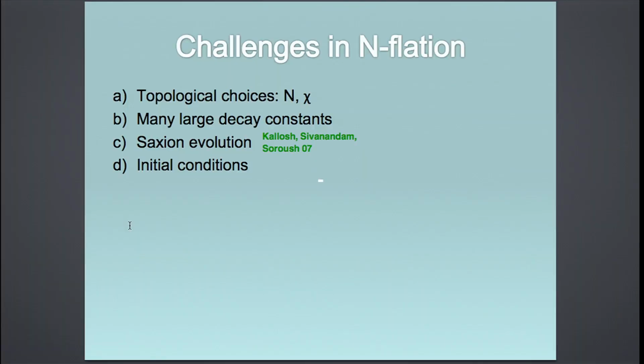Okay, so let me summarize and then conclude. There are a bunch of challenges in N-flation. One challenge Eva already brought up, which is the topological choice. First of all, you need to be starting in a scenario with large n. Then you need to arrange that there isn't a large renormalization of the Planck mass, so that requires a choice of n and a choice of chi. Then you need to get many large decay constants in the standard formulation, large meaning not super-Planckian, but a half M Planck, a tenth M Planck or something. Then there's the worry about the evolution of the fields that are partnered with the axions by supersymmetry. And then there's the question of setting up the initial conditions.